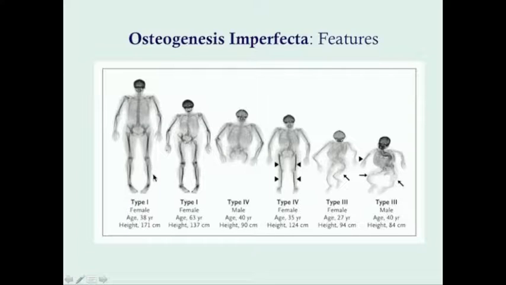That's pretty tall, right? Now, on the other hand, type 3 is the most severely affected that you can live with. You see significant bowing of the limbs, and severe scoliosis in this male patient here. This is a 40-year-old male who's only 84 centimeters tall. So that's only 3.5 feet tall or so, 3 feet tall.